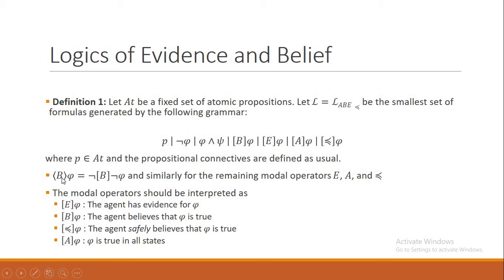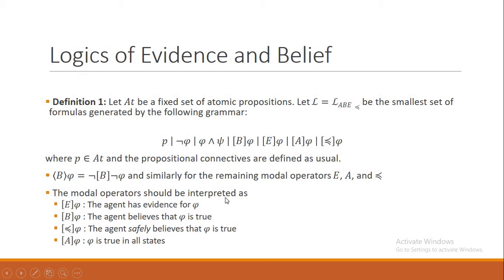Additionally, we will be using this notation as a shorthand: brackets with B between them, or any modal operator between brackets, phi. In the case of B, it is shorthand for it is not the case that B not phi. This is similar to when you use the box symbol as the modal operator, then we also usually have the diamond operator, which is defined similarly to how this is defined. So this is kind of like the diamond operator here. And similarly for the remaining modal operators, E, A and the plausibility symbol.